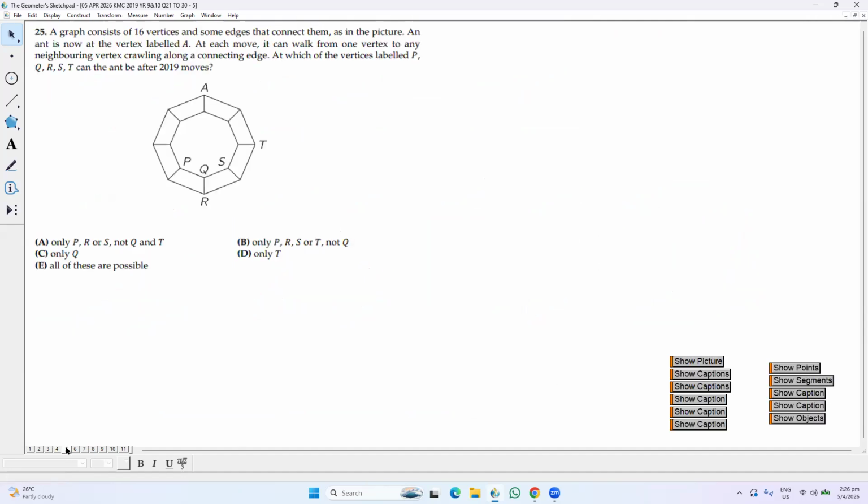Next question. A graph consists of 16 vertices. This type of diagram is called a graph. So there are two types of graph. Those with the x and y axis in coordinate geometry.